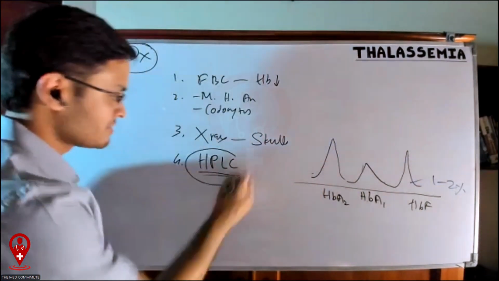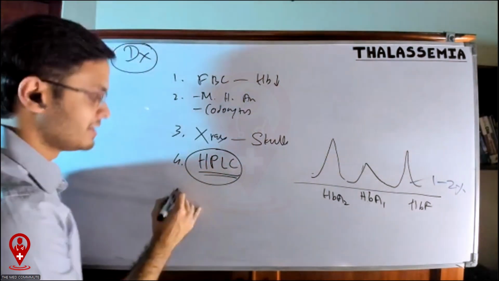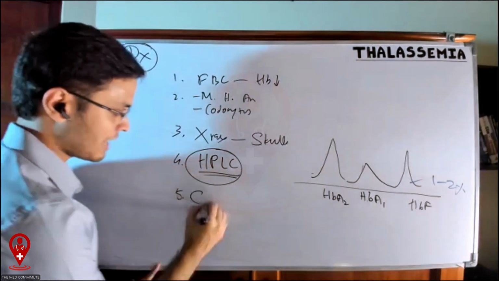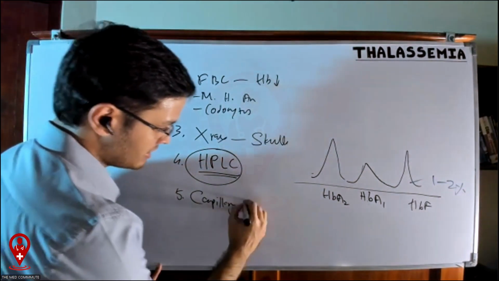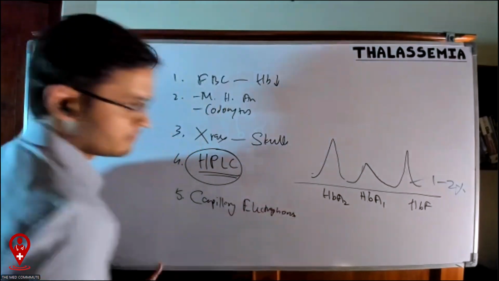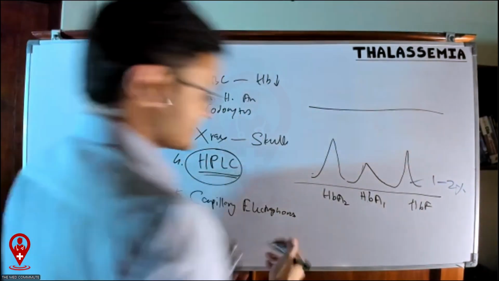Now, guys, this high performance liquid chromatography was considered the gold standard some years back. Still it is the gold standard and it is more available, but now we have a newer test called capillary electrophoresis. Similar, right? Again, we get a graph like this. But what's the difference, guys?